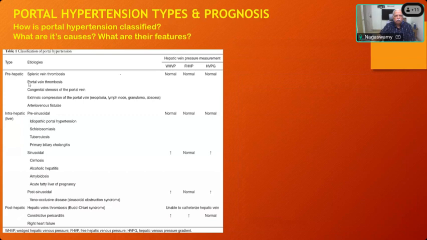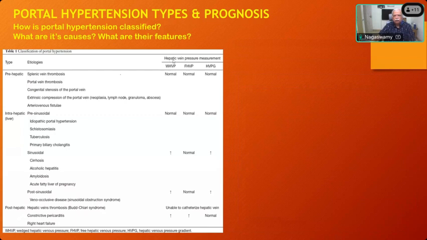The causes of pre-hepatic are splenic vein thrombosis, portal vein thrombosis, congenital stenosis of portal vein, etc., and AV fistula formation. Intrahepatic, it can be pre-sinusoidal or at the sinusoidal level, which happens in cirrhosis, alcoholic hepatitis, amyloidosis, or it can be post-sinusoidal, veno-occlusive diseases. And post-hepatic, it can be hepatic vein thrombosis, as it happens in Budd-Chiari syndrome, constrictive pericarditis, and right heart failure.